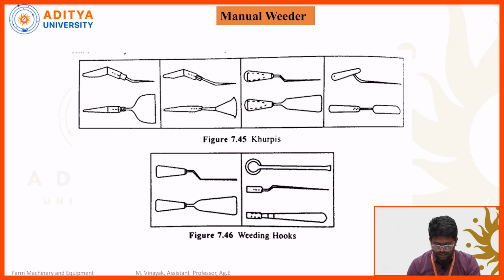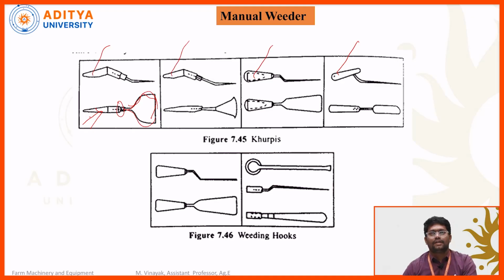Here we can see the different types of kurpis. One blade will be there. This blade, by using the ferrule, we can insert into the handle. By using this handle, the weeding operation will be performed in the field. Here we can see the different types of kurpis. In all these kurpis, the most common one is the handle.